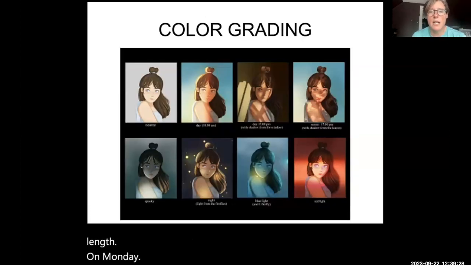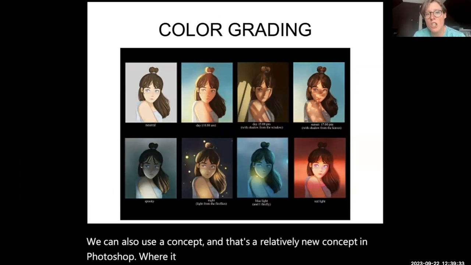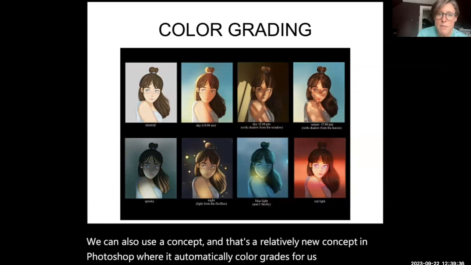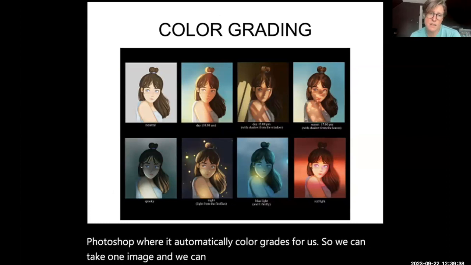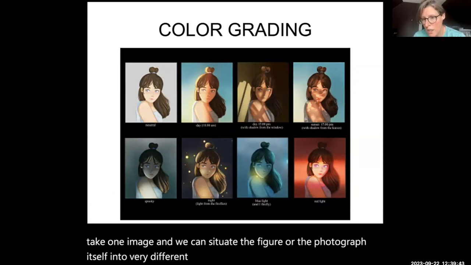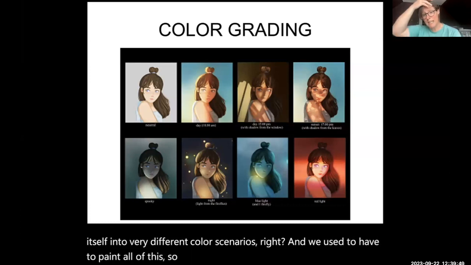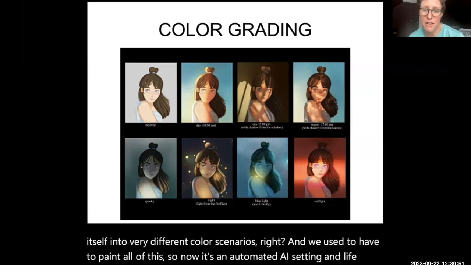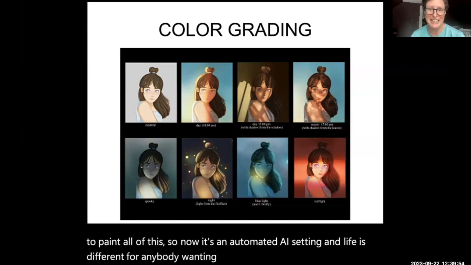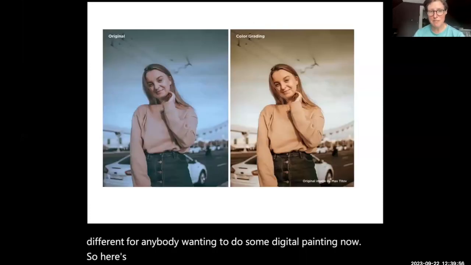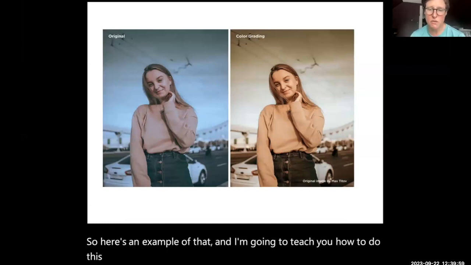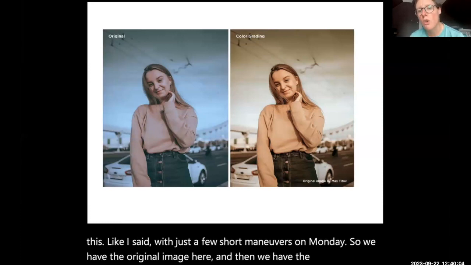We can also use a concept, and it's a relatively new concept in Photoshop, where it automatically color grades for us. So we can take one image and situate the figure or the photograph itself into very different color scenarios, right? And we used to have to paint all of this. So now it's an automated AI setting, and life is different for anybody wanting to do some digital painting now. So here's an example of that. And I'm going to teach you how to do this, like I said, with just a few short maneuvers on Monday. So we have the original image here, and then we have the color corrected, color graded image.